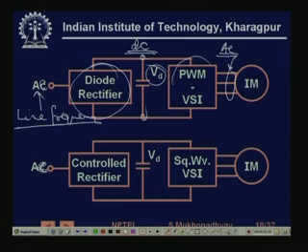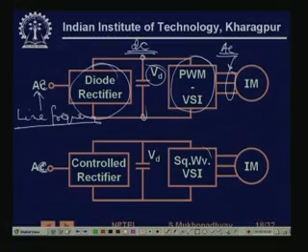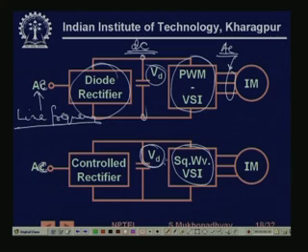But then we must have an inverter, in this case a PWM voltage source inverter, where in the inverter both the voltage and the frequency can be changed. Or otherwise what we could do is we could have a square wave inverter, where in the inverter we cannot change the amplitude, but we can change the frequency, and the amplitude can be changed by changing the DC link voltage. So to be able to change that, we have to use a controlled rectifier.